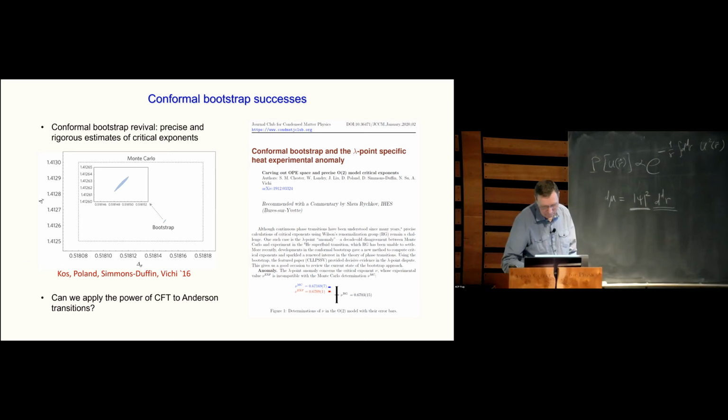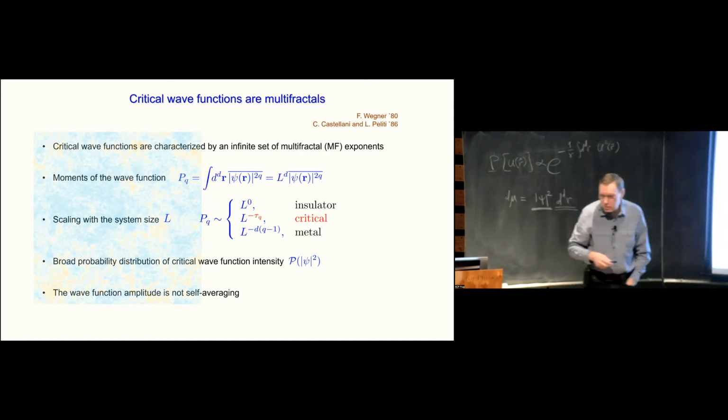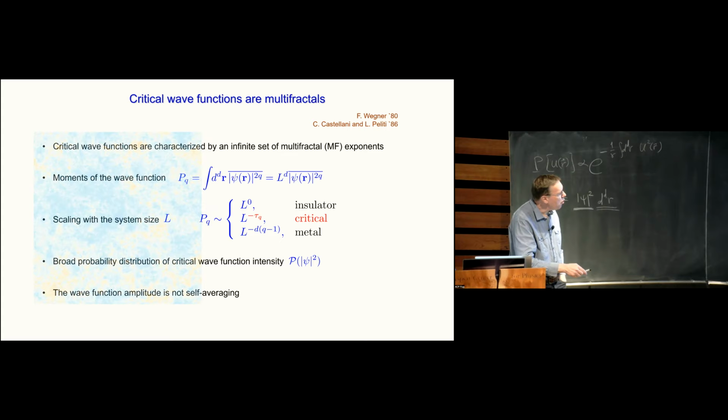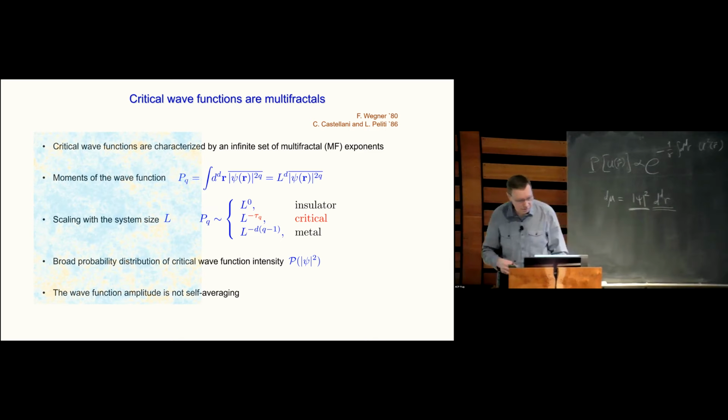Right, so let me come back to these multifractal wave functions. So this is actually how you represent them mathematically. You look at the moments of the wave function, raise it to power q, and average over the disorder. And then the scaling behavior of these moments with the system size changes from the insulator to a metal. The insulator doesn't scale, in a metal it scales in some trivial way. And at the critical point, it scales with some non-trivial set of exponents called the multifractal spectrum.